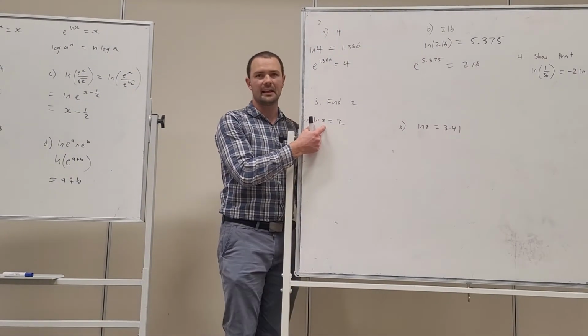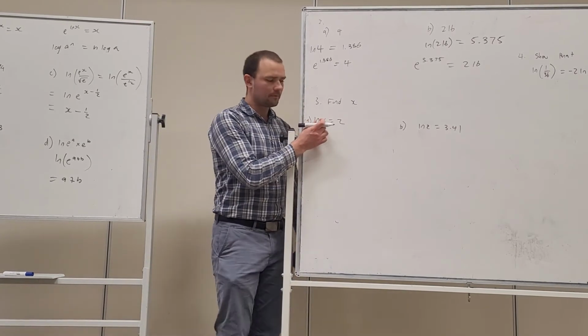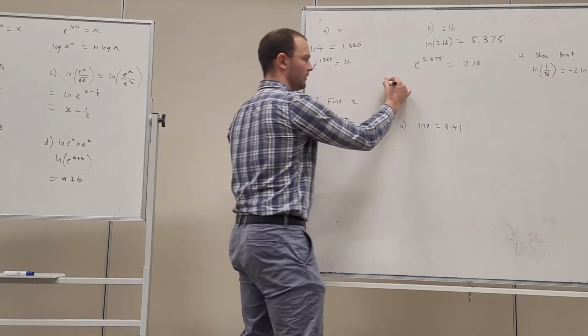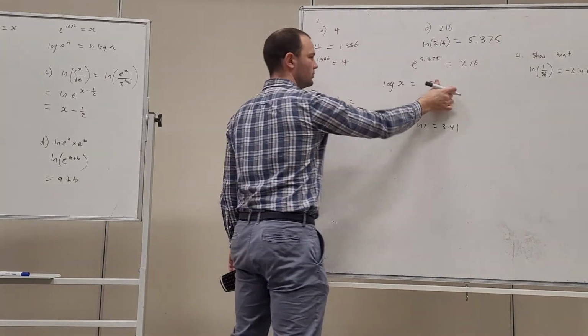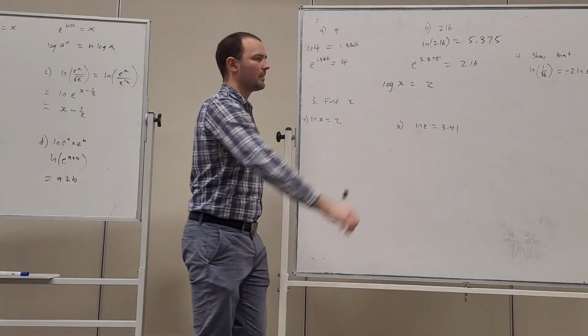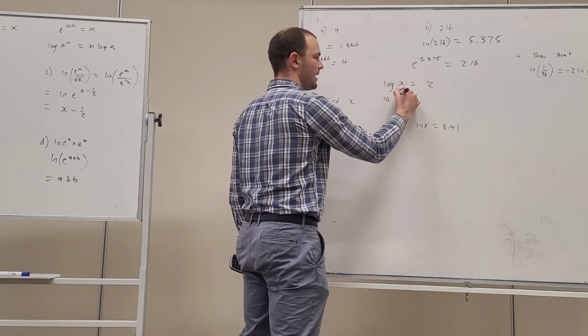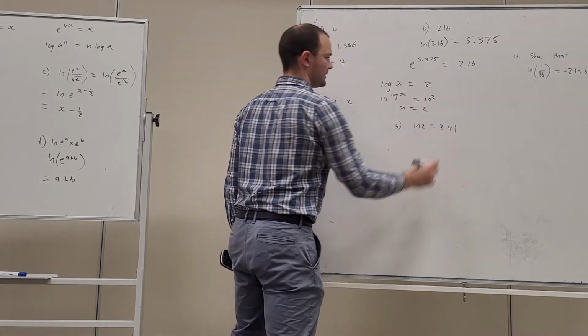Here we have ln x equals 2. How do we get rid of a logarithm in base e? Alright, well let's think back to this kind of question. If we had log of x equals 2, this is a logarithm in base 10. We said the way we get rid of log is by raising 10 to the power of both sides. Okay, and this is where you've got x is 100.